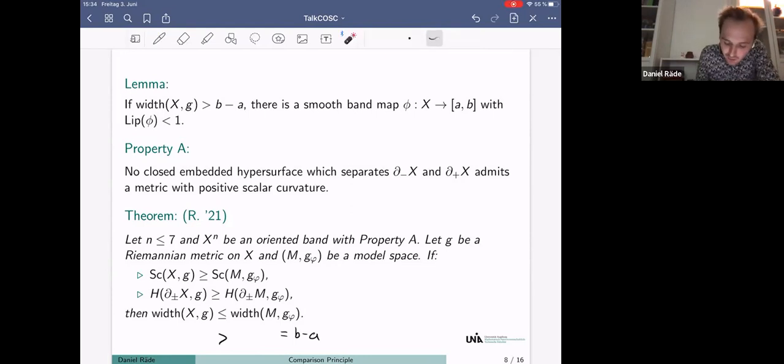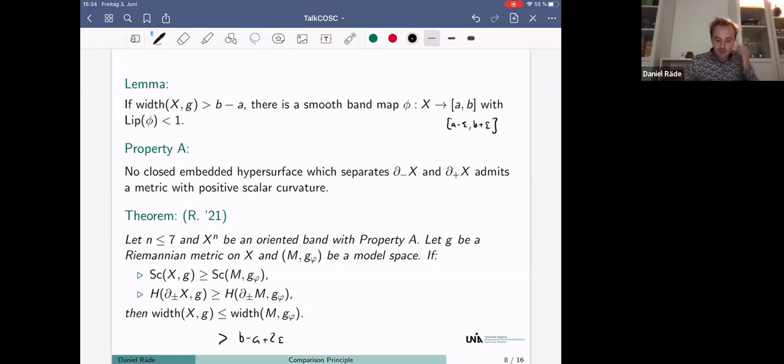And then first we use this lemma. We have assumed the width is bigger than b minus a. Then we will find a smooth band map from X to [a, b] with Lipschitz constant smaller than 1. And then we notice that since the width is strictly bigger, it's also strictly bigger than, let's erase this, b minus a plus 2 epsilon. You can put a little epsilon in there, and then you will get a map to [a minus epsilon, b plus epsilon].